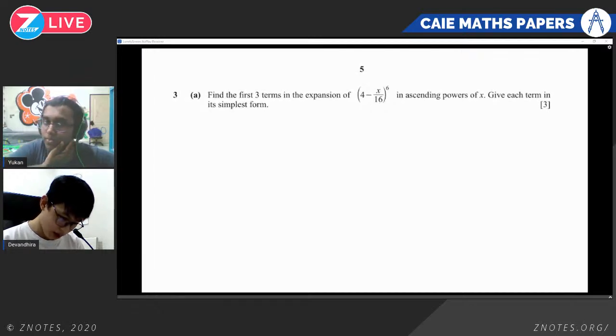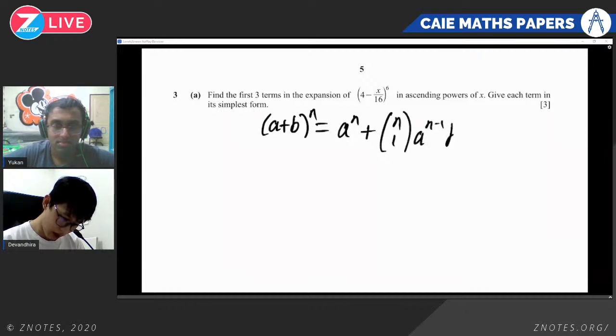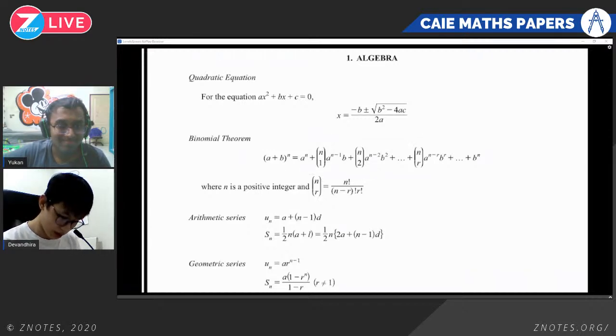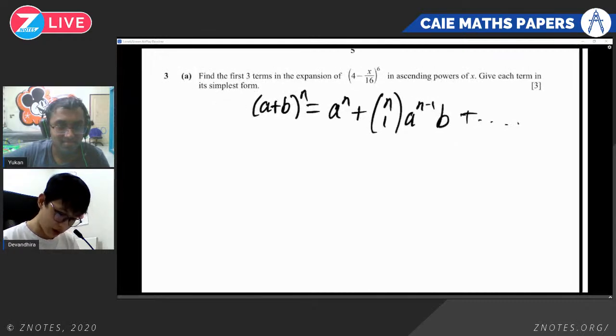All right. So recall that the binomial expansion is in this form: (a plus b) to the power of n is equal to a to the power of n plus n choose 1, a to the power n minus 1, and b, and so on. For those of you who don't remember, it's okay because they have it in the formula sheet right here. So you don't really have to remember it. But let's move on to the question again.